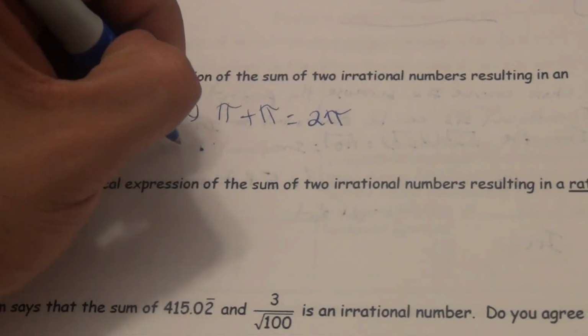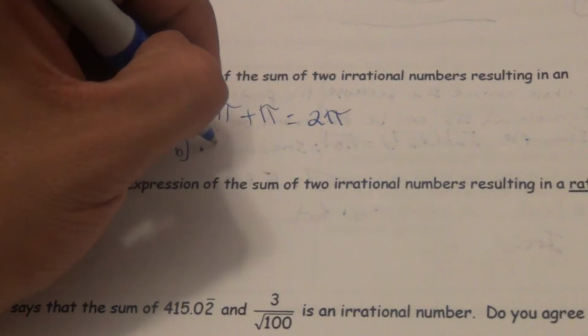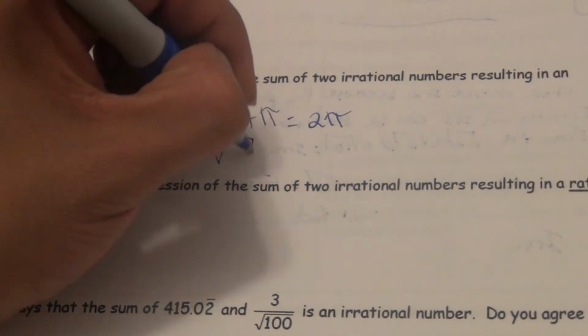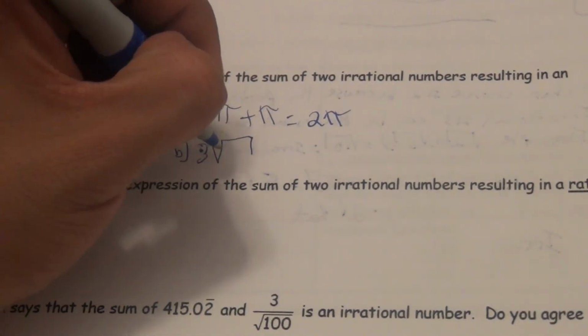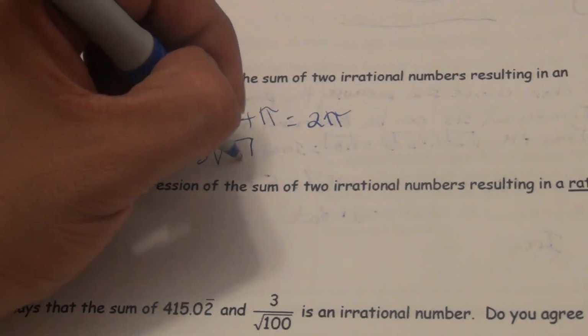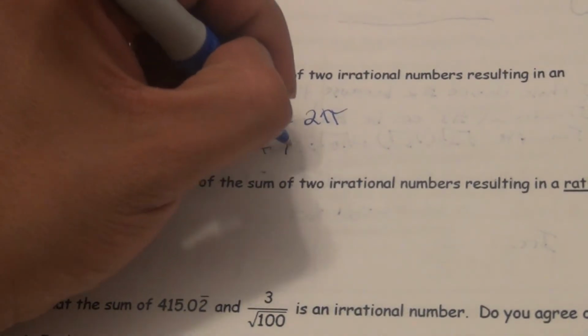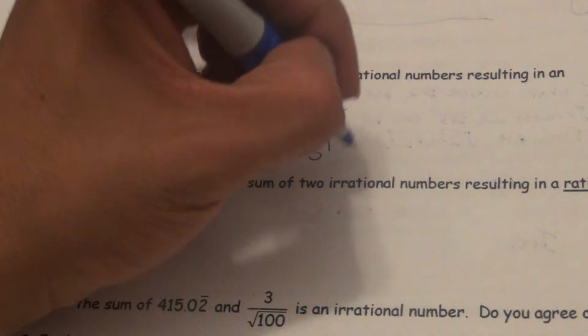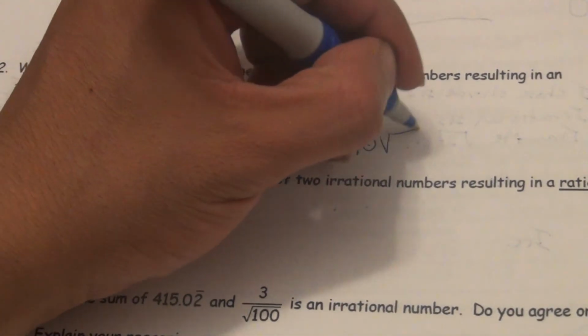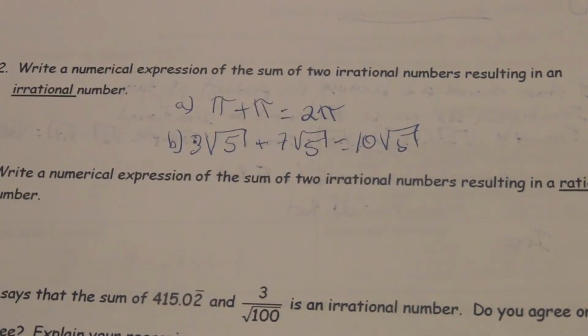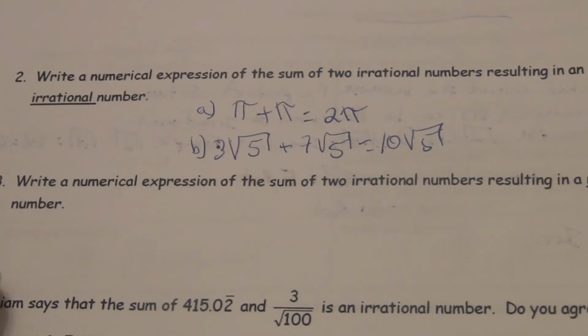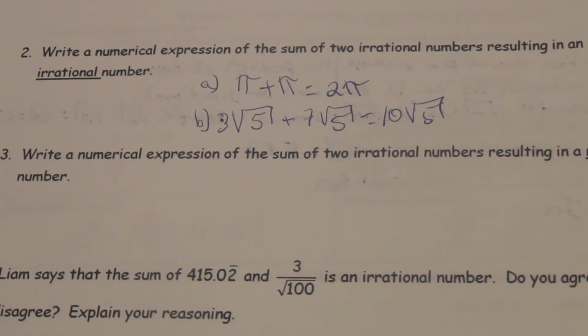Another example would be radical. Okay, 3 radical 5 plus 7 radical 5. That will give you 10 radical 5. See that? That's not bad. All right, the next one. Write a numerical expression of the sum of two irrational numbers resulting in a rational number.